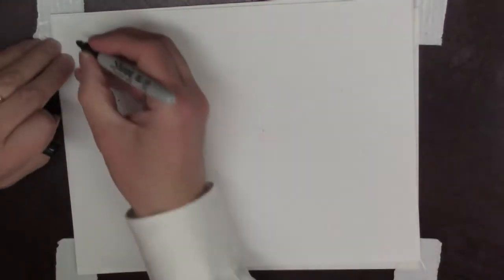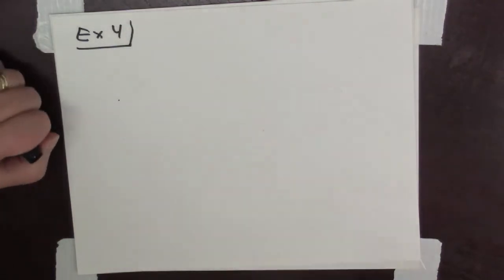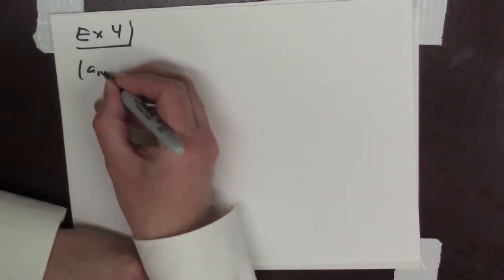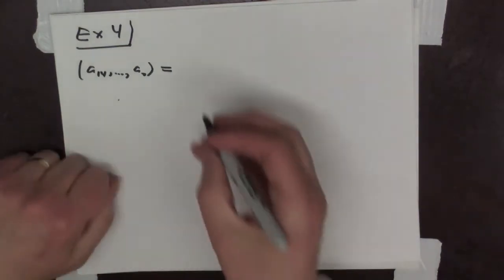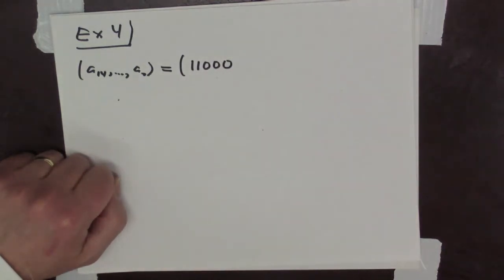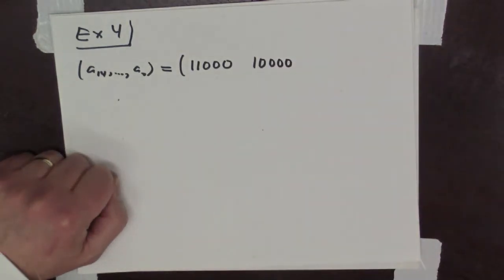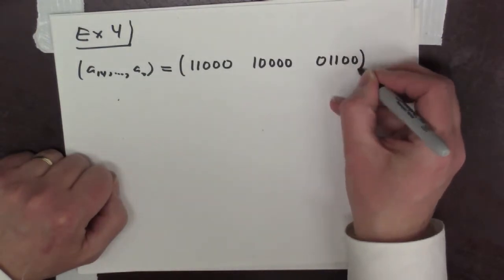And now we do example 4. The more, the merrier. Example 4, you can receive all the bits now, A14 down to A0. Here are the bits we receive. I just copy it carefully. 1, 1, 0, 0, 0, 1, 0, 0, 0, 0, 0, 1, 1, 0, 0. Okay?